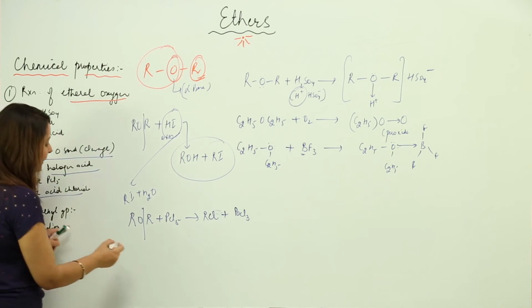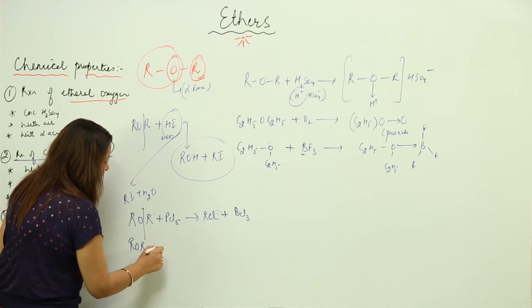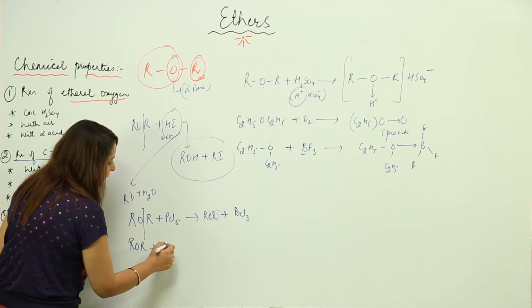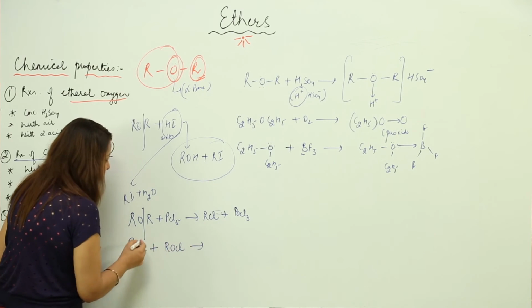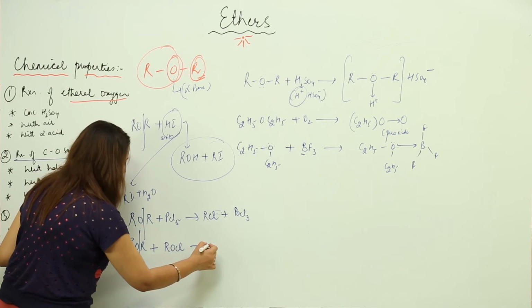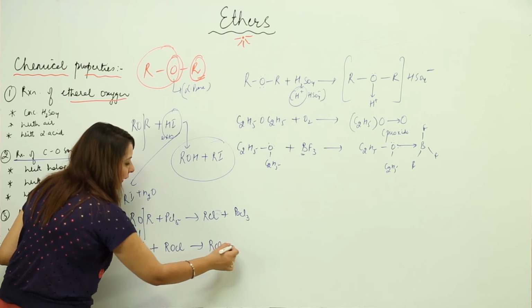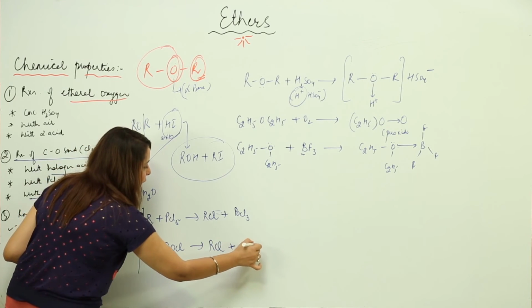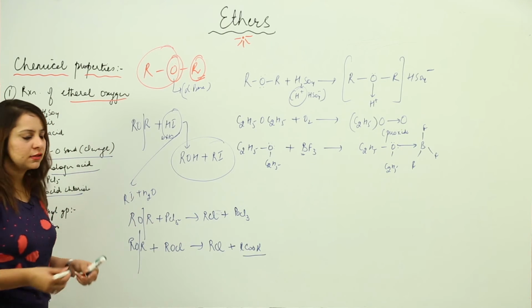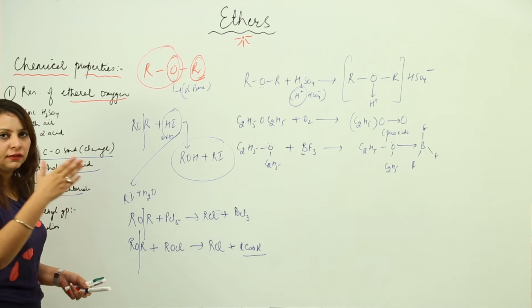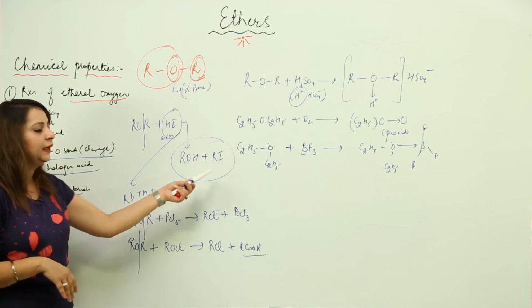Third, with acid chloride. Suppose I have an ether and we react it with acid chloride. We know that acid chlorides are RCOCl. It is again going to cleave this way, and what will we get? We will get again RCl, and along with that we get a pleasant-smelling substance, that is the ester.